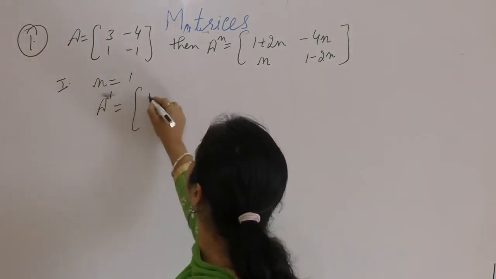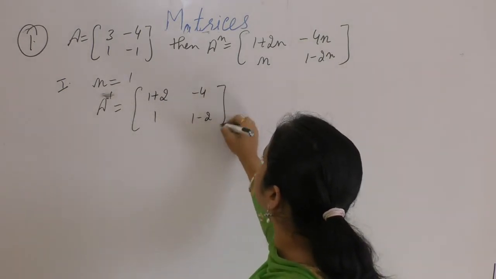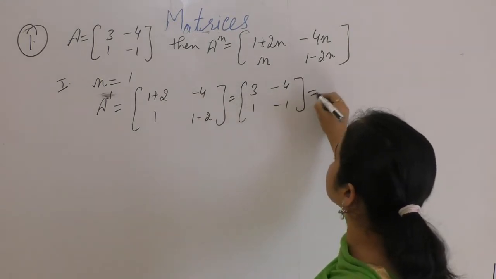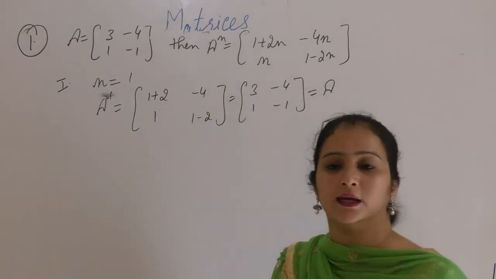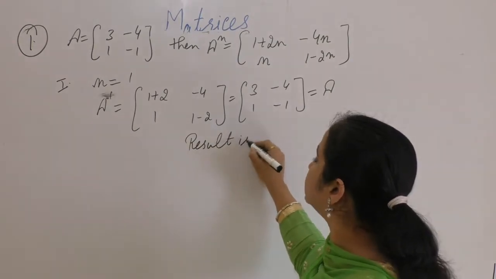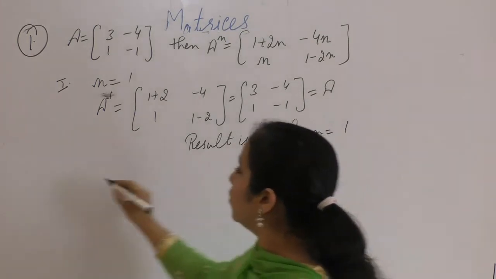Let us put n is equals to 1 in A^n. Instead of n put 1 here: 2 into 1, 4 into 1, 2 into 1, 3 minus 4 1 minus 1, that is this, the matrix A. So result is true for n is equals to 1.